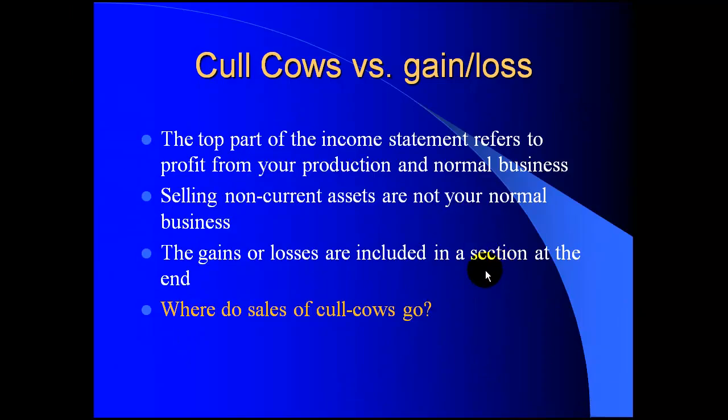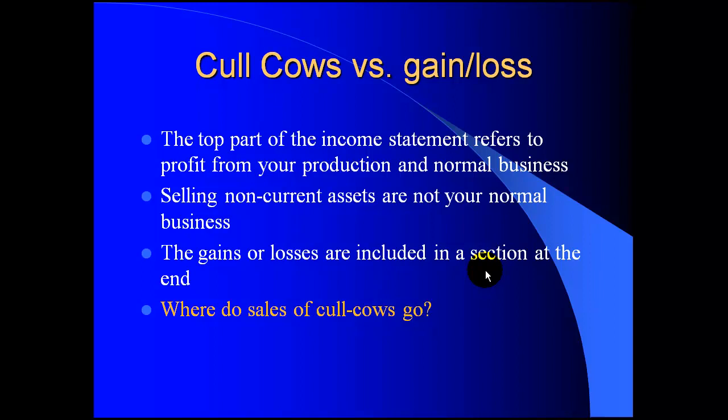So now we can talk about cull cows versus gain and loss. This top part of the income statement refers to profit from your production and normal business. Selling non-current assets are not part of your normal business. So gains and losses are included in a section at the end.